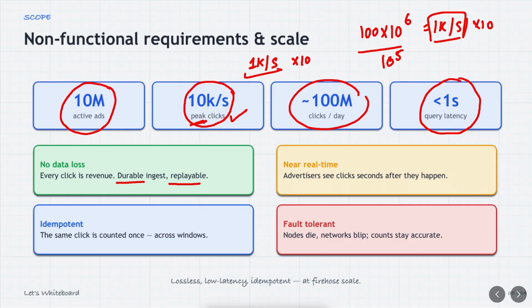Next, we already discussed that it should be near real time. So the data should not be stale. Advertisers should be able to see the clicks seconds after they happen. The third is idempotent. So the same click should not be counted more than once.